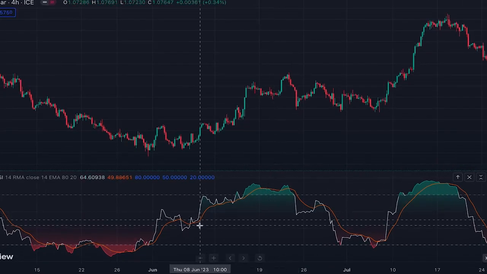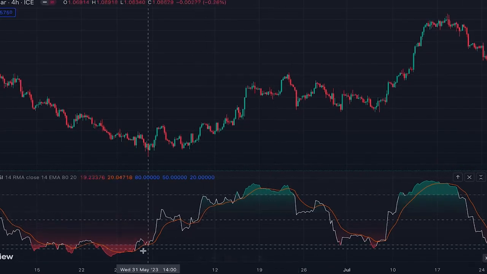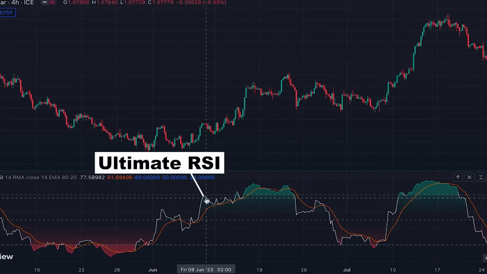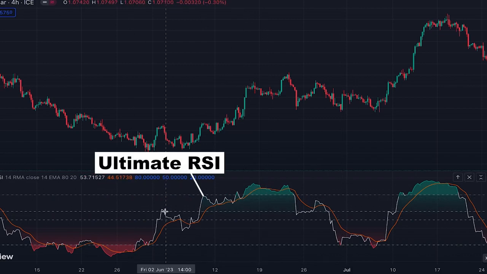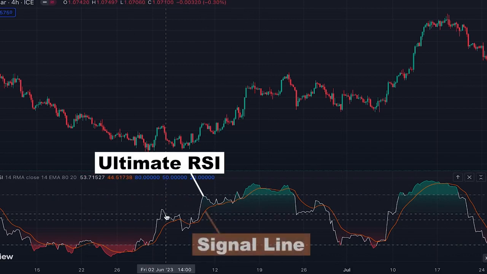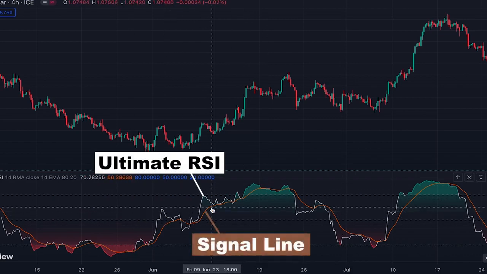As you can see, we have two lines here and they are fluctuating above and below the center line, which is 50. This line, which changes color between white, green and red, is the Ultimate RSI line, and this orange line is the signal line, which is a 14 period moving average of this RSI line.